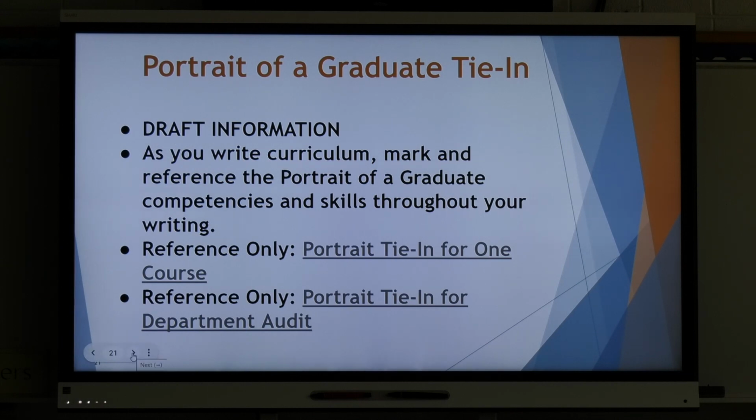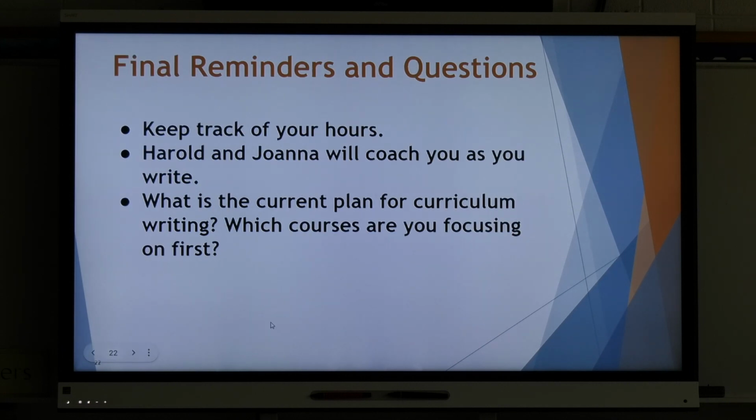The other thing you have in your folder, and you don't need this right now, is an audit, so you can look at the tie-in for a department, but that's past this work. I'm just putting it there for you to see. We have about 10 minutes, so I can answer any questions.